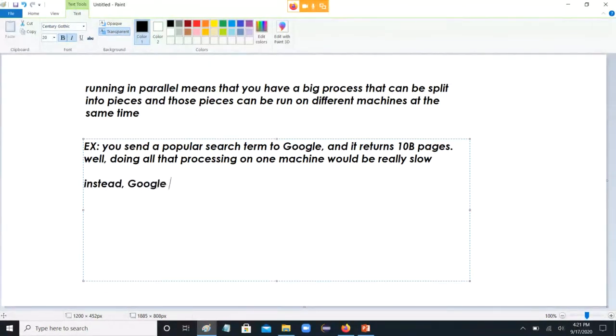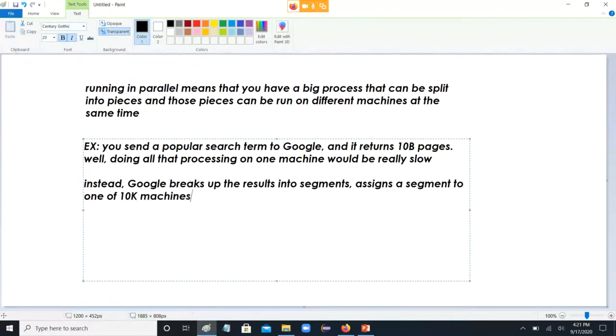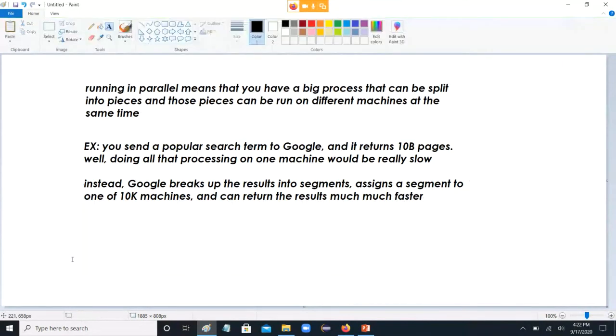Instead, Google breaks up the results into segments, assigns a segment to one of, say, 10,000 machines, and 10,000 machines can return the results much, much faster. Okay, that's an example of doing stuff in parallel. So you have a bunch of machines, each working on a part of a problem at the same time. So the idea is basically why it's called parallel.